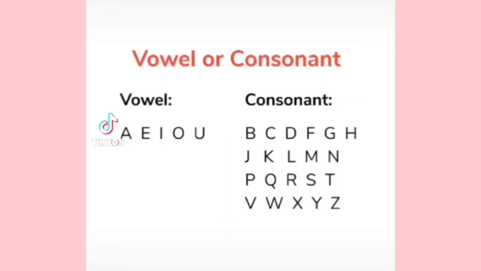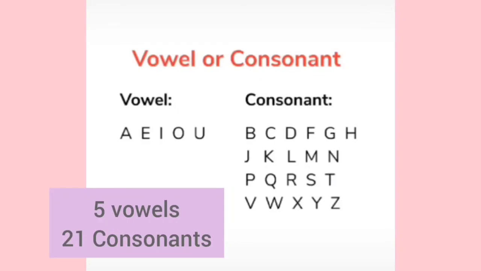B, C, D, F, G, H, J, K, L, M, N, P, Q, R, S, T, W, X, Y, Z. So we have 5 vowels and 21 consonants.